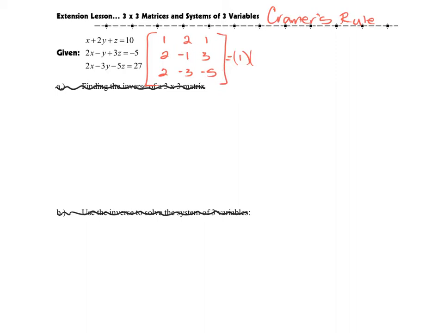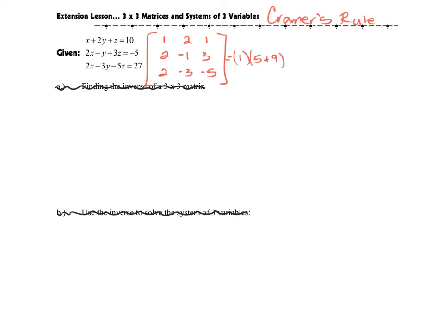If I do that, I'm going to have a negative 1 times a negative 5, and that's a 5. And that's going to be minus my negative 3 times my 3. So that's a negative 9. So I'm going to have a 5 plus my 9 because it was subtracting a negative. So that's my first piece.